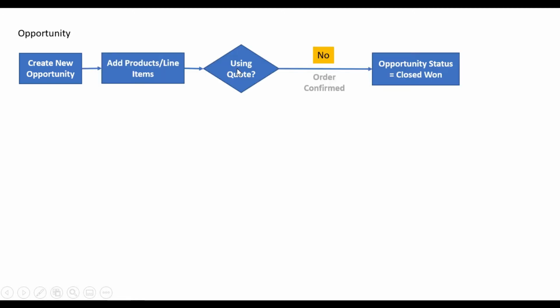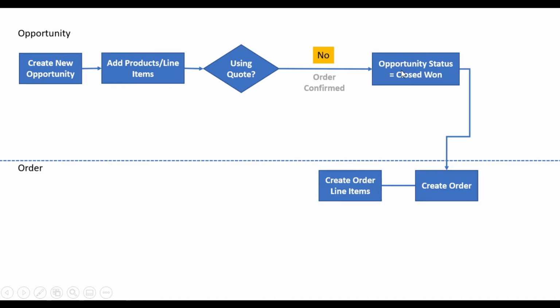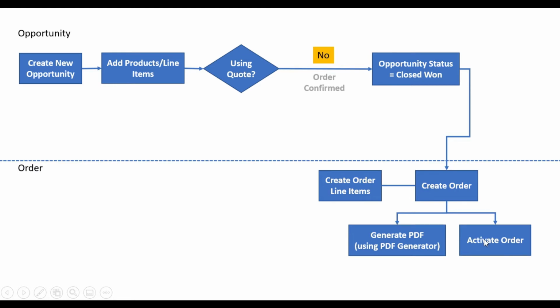In the sales process, usually the first step is to create a new opportunity and add opportunity products or line items, assuming the Salesforce quote feature is not used. Once the order is confirmed, the opportunity stage is changed to a closed one. An order will be created along with order line items, with field values copied from the opportunity and opportunity products based on the defined field mappings. Based on the business requirement, the order may be activated and, optionally, a PDF can also be generated automatically using our other app, PDF generator.